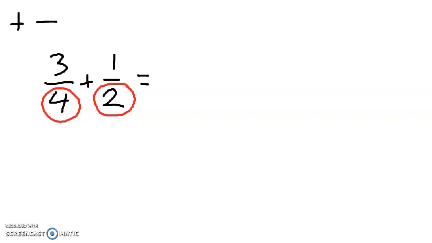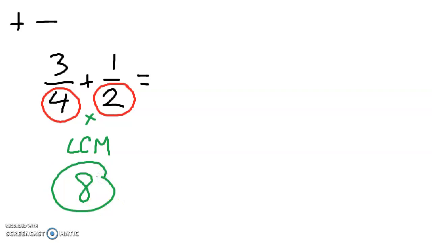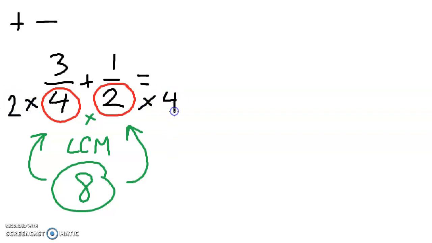You can do that one of two ways. You can either find the least common multiple between the two, or you can just multiply them together. In this case, whichever you do, it's going to come out to the same answer. Convenient. So I want to make my new denominators 8. In order to do that, I must multiply my 4 by 2 and my 2 by 4.